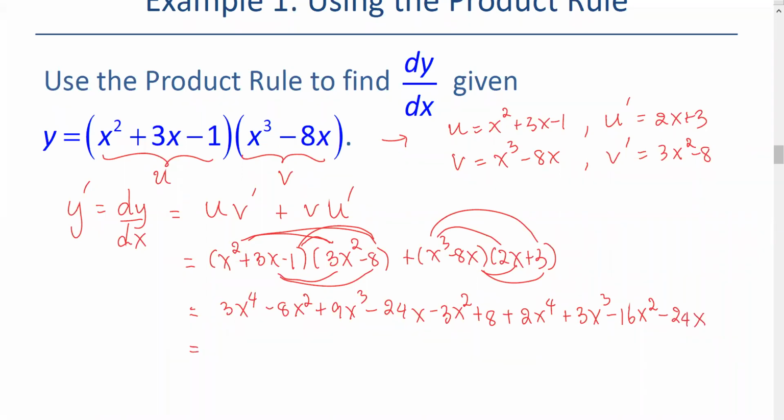And then we collect like terms: 3x to the fourth plus 2x to the fourth gives us 5x to the fourth. Next, for the power 3, 9x to the third plus 3x to the third becomes plus 12x to the third. Next, the power 2: negative 8x squared, negative 3x to the second, and negative 16x squared will give us negative 27x squared. Next, the power 1: negative 24x and negative 24x gives us negative 48x, and then the constant plus 8. As a result, that is the derivative of y with respect to x using the product rule.